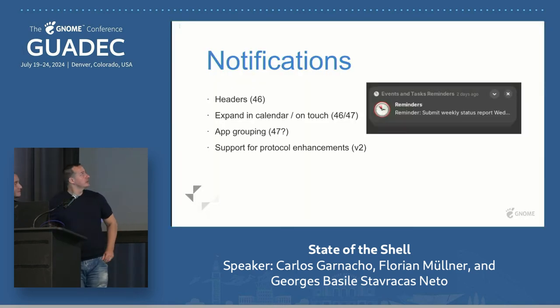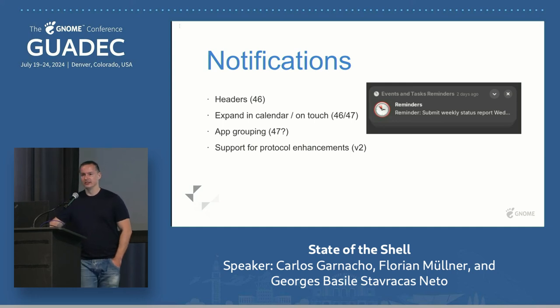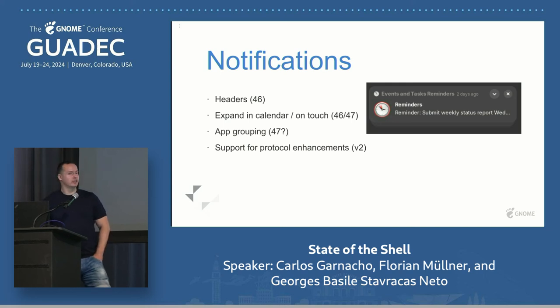So starting with notifications, that is an ongoing process. It was on the design team's wish list for a long time, and it's finally happening thanks to Sovereign Tech Fund funding. Part of it is already in 46. What is mentioned here are the user visible changes. There was also a lot of refactoring and API changes involved. But what we got was headers on top of every notification, and the ability to expand notifications in the calendar list to get access to actions and the full text. This is also now available in the banners inside the session, so that you can actually expand notifications on touch.